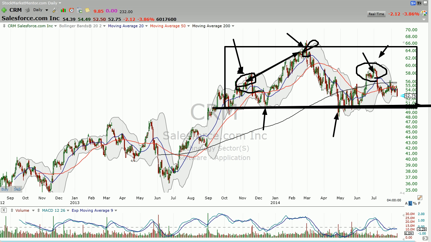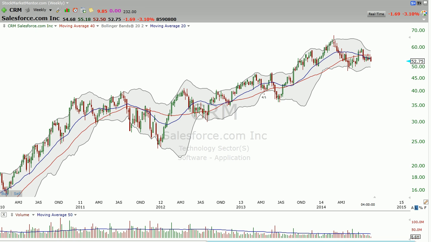Now we look and say, okay, where did this thing peak at? And it's about $66. So the difference between $66 and $50 is 16 bucks. That's the distance here. So we take this same 16 bucks and drop it off the back end here. $50 minus 16 is what? 34 bucks. Okay, so we've got a price target here of 34 bucks if, and that's if, Salesforce breaks down below 50 bucks. Right now, all we have is just consolidation, but we've got this potential head and shoulder pattern going.